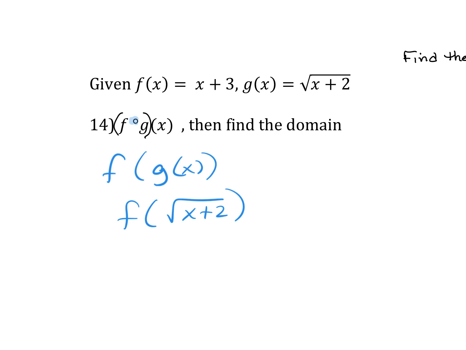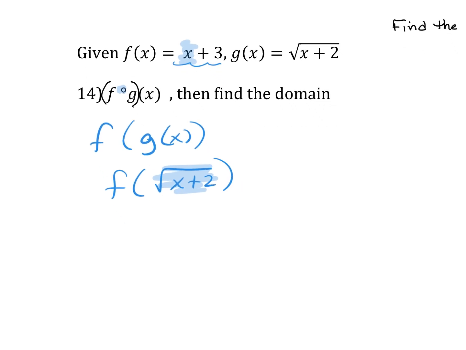So remember, your f of x function is the x plus 3. So what I'm doing is replacing x with this radical. So what I'm going to end up getting is x plus 2 under the radical plus 3. Because I took the f of x function, which was x plus 3, and I replaced x with the g of x function. G of x would be the input function here? Correct. So find the domain of that. You have to find the domain of the input function, correct.